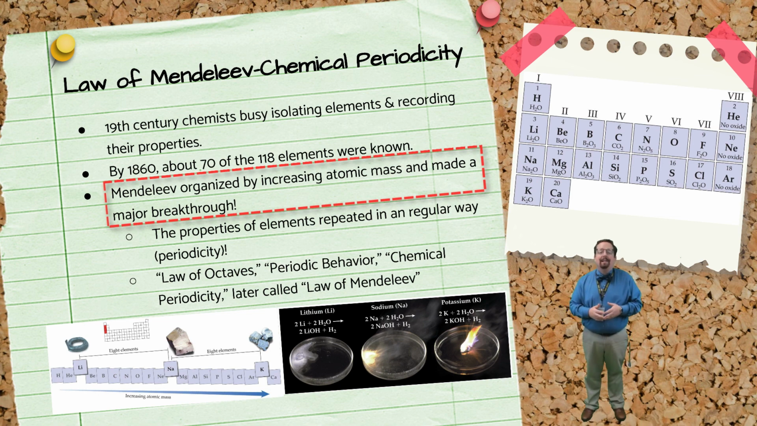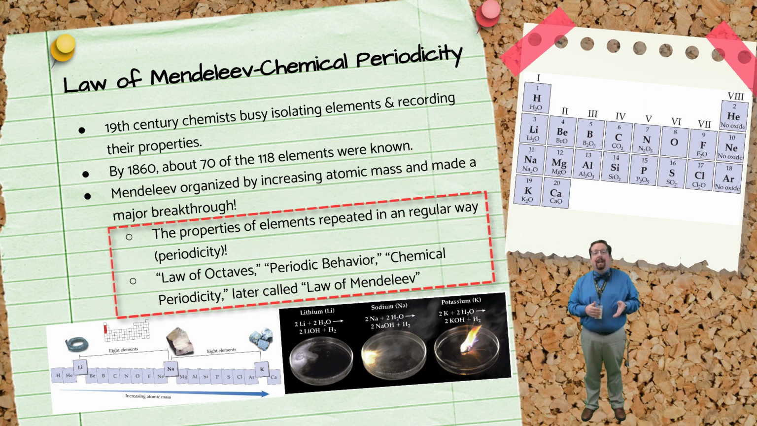He eventually organized them by increasing atomic mass and landed on a major breakthrough. When he did this, he realized that the properties of the elements repeated in a regular way. He called this the law of octaves because he noticed that every 8 elements the properties repeated. This is also called periodic behavior, chemical periodicity, and later the law of Mendeleev.